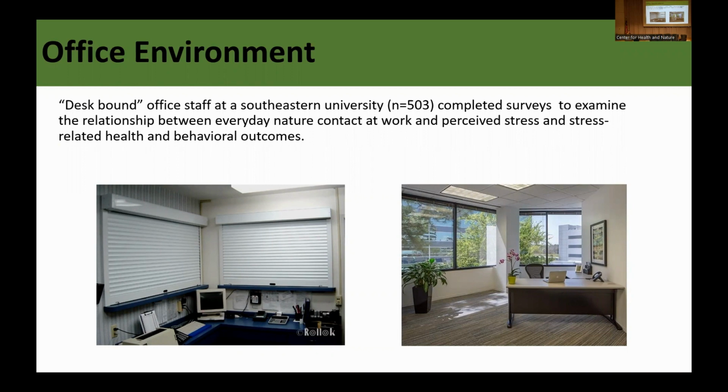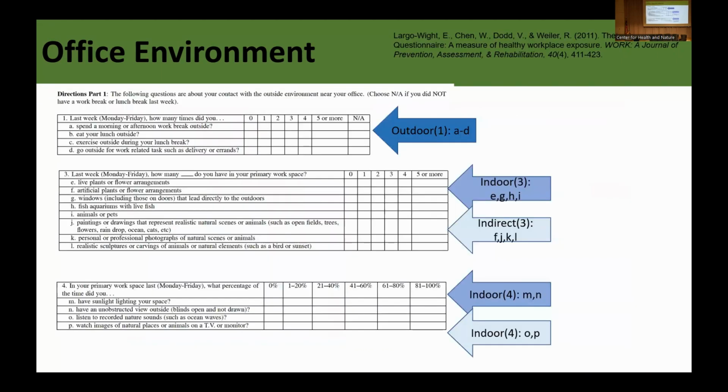And what we were interested in is measuring their space and seeing if there's any relationship between that and their stress and health complaints. So the first step was measuring, and this is tricky, and I apologize, I'm not going to go over this, but we created a tool. It's called the Nature Contact Questionnaire, which I'm glad is being used.